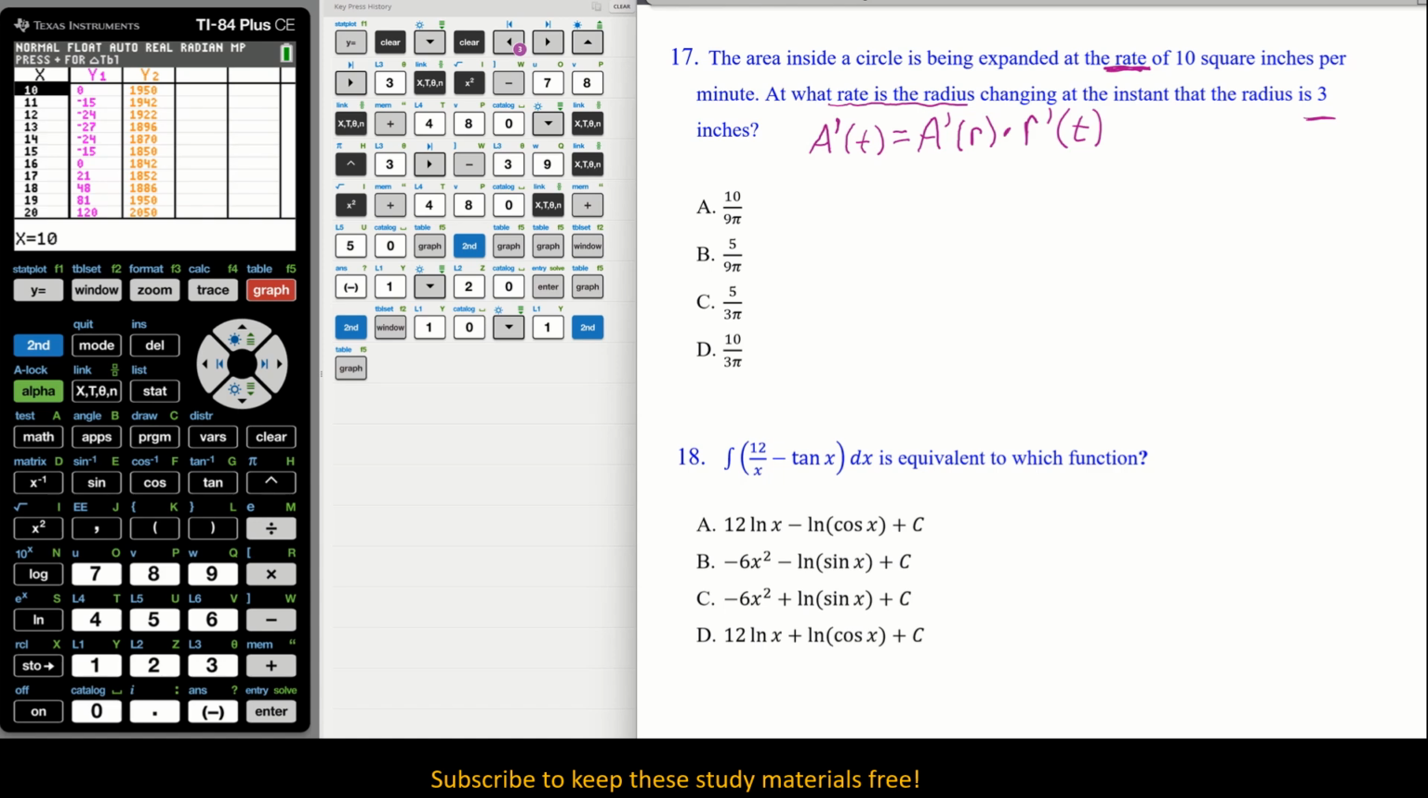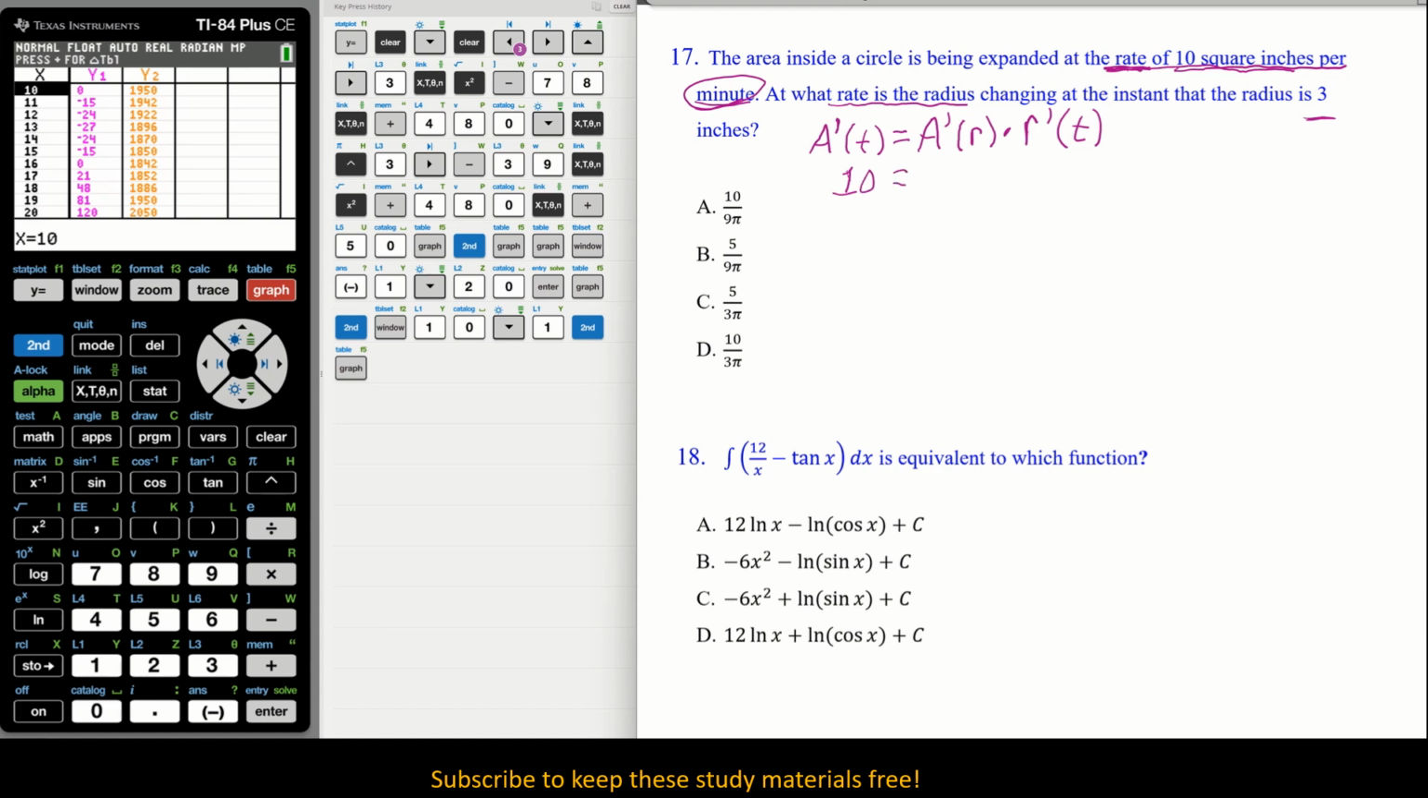We can literally fill in the blanks. The first thing that we need to do is get this derivative of area with respect to r. We already have the rate of change with respect to time. They're cluing us in: 10 square inches per minute. That is the area changing per minute, with respect to time, so that'll be 10.